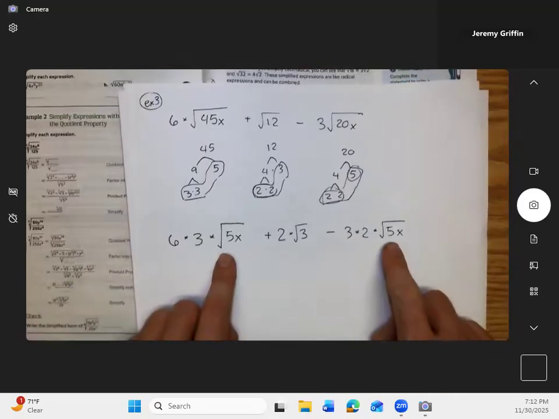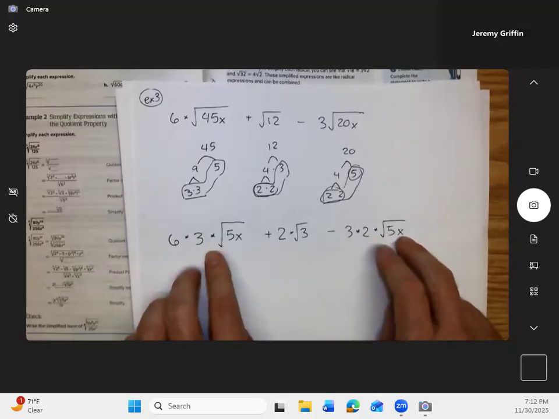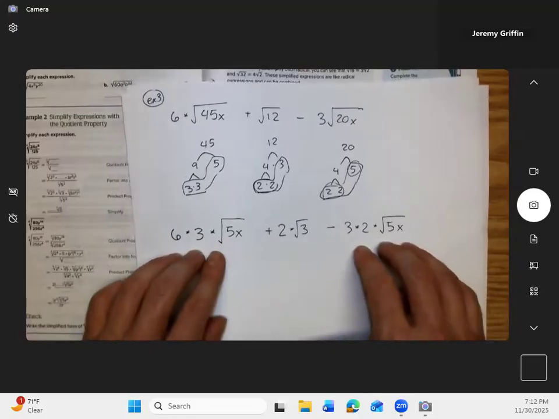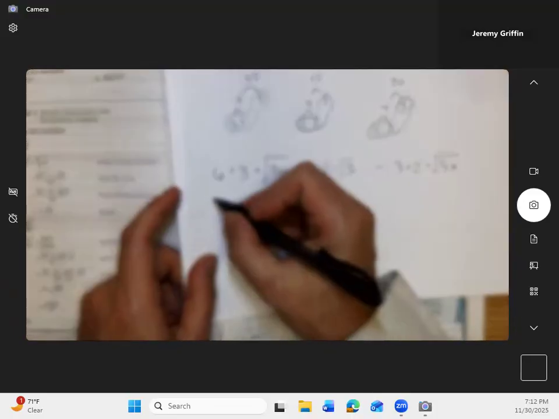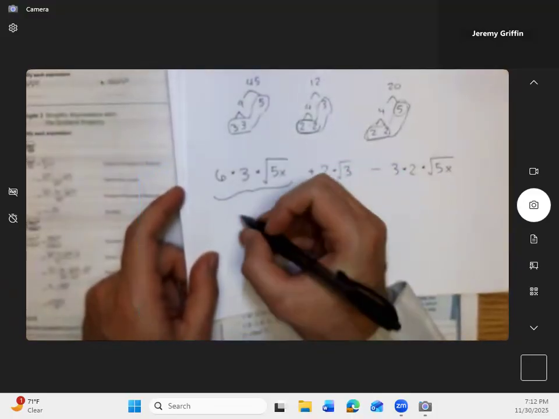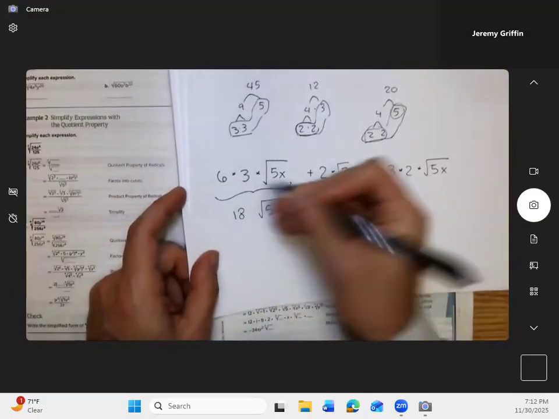Aha! Look at this. These two outside terms, the first term and this last term, both have a root 5x. That means I can eventually combine these down the line. Now this middle guy is, again, kind of his own thing, but let's simplify this. This right here, this is 18 times the square root of 3, 5x. That's 6 times 3, 18.